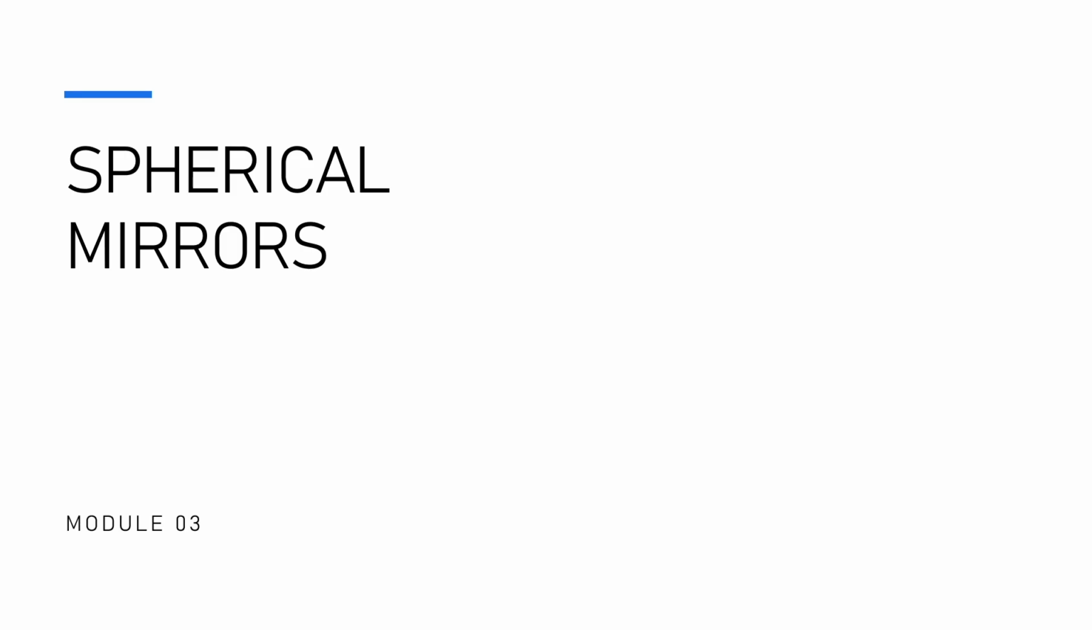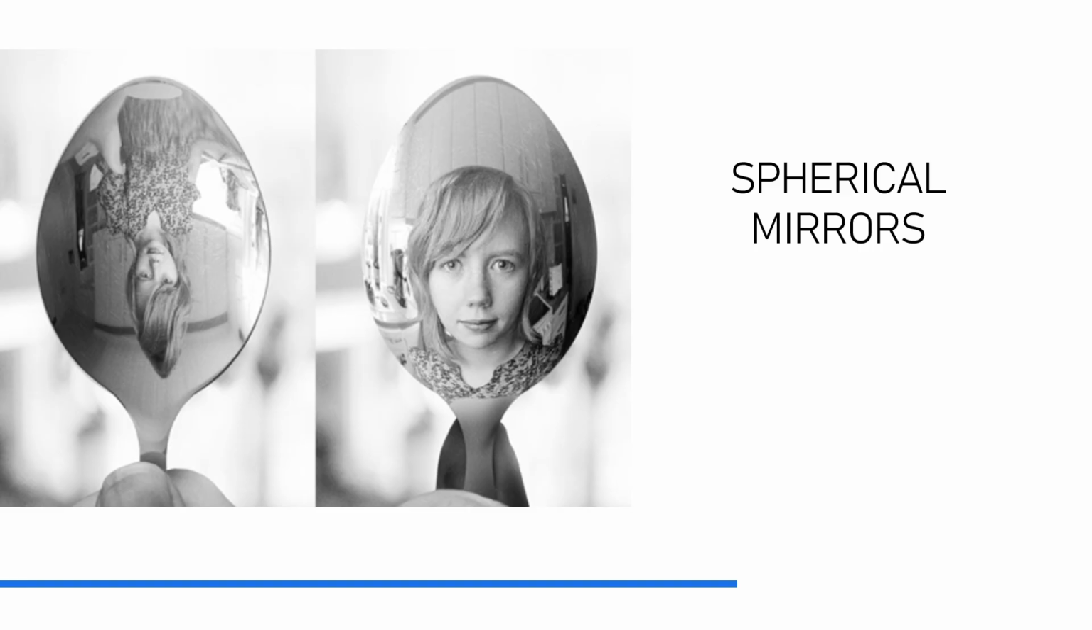In this video, we are going to learn about spherical mirrors. It is one of the important concepts in light and reflection. So before watching this video, please make sure that you have watched video 1 and video 2 for a better understanding. On the left hand side, you can see the front side and back side of a spoon, which shows two types of images. So you are already familiar with the types of images.